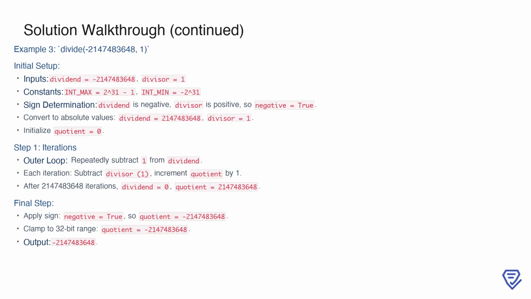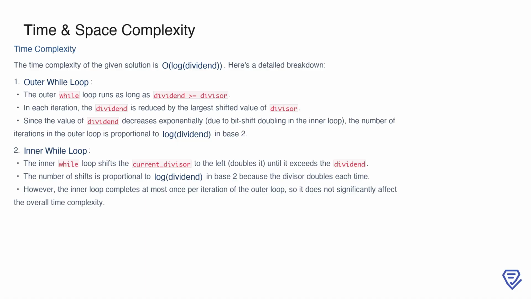This process continues for 2,147,483,648 iterations until the dividend is reduced to 0 and the quotient becomes 2,147,483,648. In the final step, we apply the sign to the quotient. Since the negative flag is true, the quotient is made negative, resulting in -2,147,483,648. We ensure the result lies within the 32-bit range, which it does, so the output is -2,147,483,648.